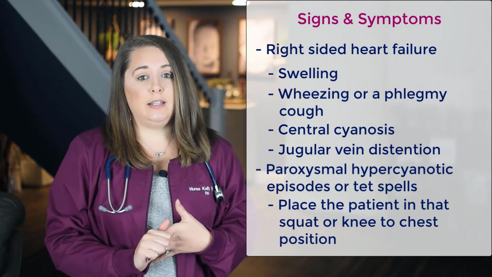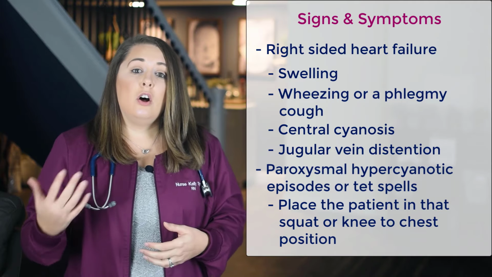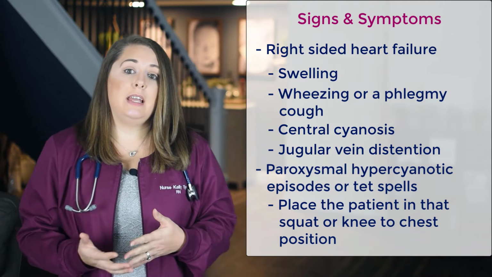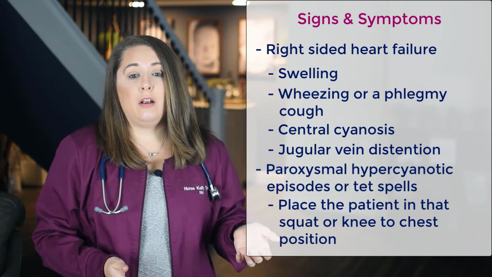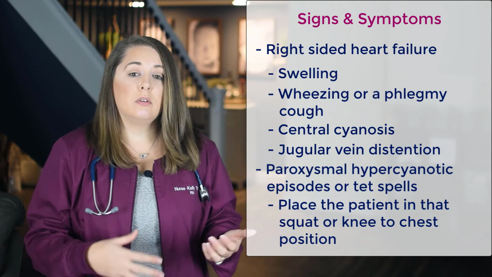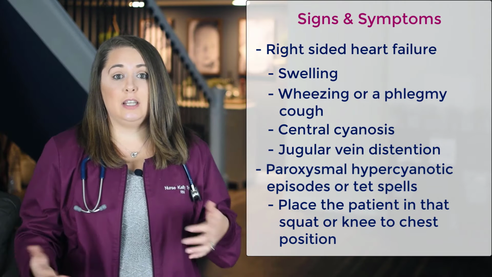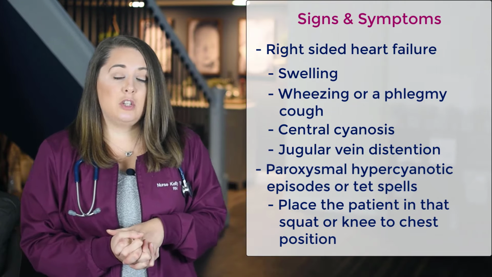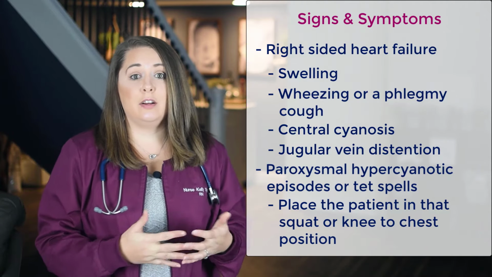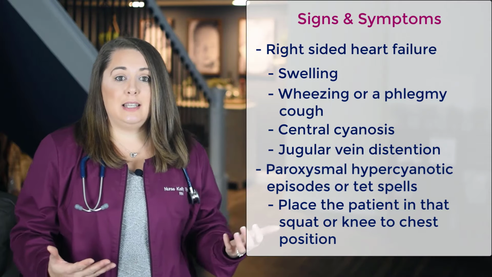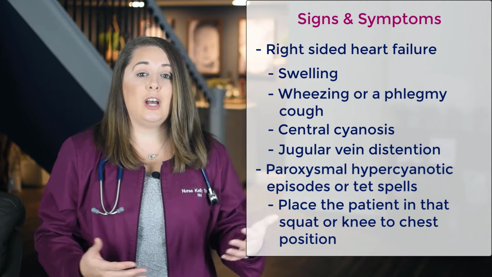You'll also see signs of right-sided heart failure, such as swelling, wheezing, or a phlegmy cough. Also central cyanosis and jugular vein distension. Another classic symptom that you'll see specific to tetralogy is something called paroxysmal hypercyanotic episodes, also known as TET spells. So when a baby has a TET spell, they will have spontaneous cyanosis, respiratory distress, and syncope, which can last anywhere from a few minutes to a few hours, and it can be really, really scary for parents and caregivers. So the best way to help lessen the symptoms and duration of TET spells is to place the patient in a squat or a knee to chest position.